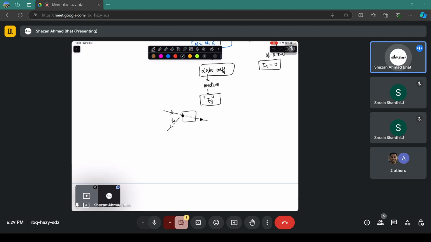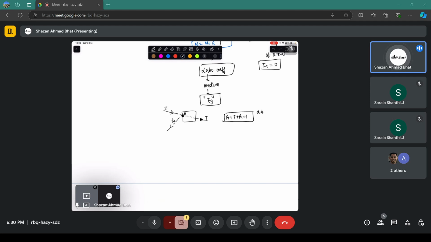These are the three scenarios which can happen. So let's say this is the incident beam I, this is the reflected beam R, this is the transmitted beam T, and some part is absorbed. So overall you can write that absorption plus transmission plus reflection is equivalent to 1. This is the general form.